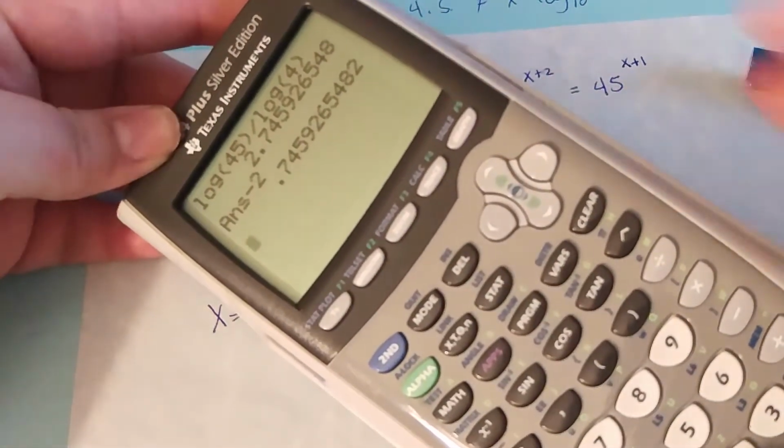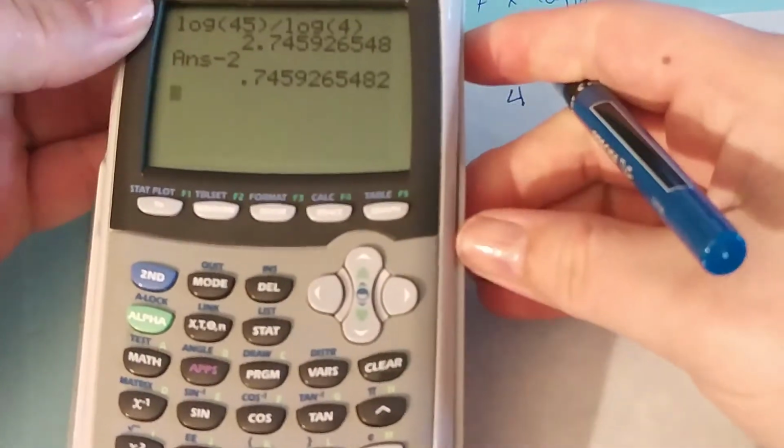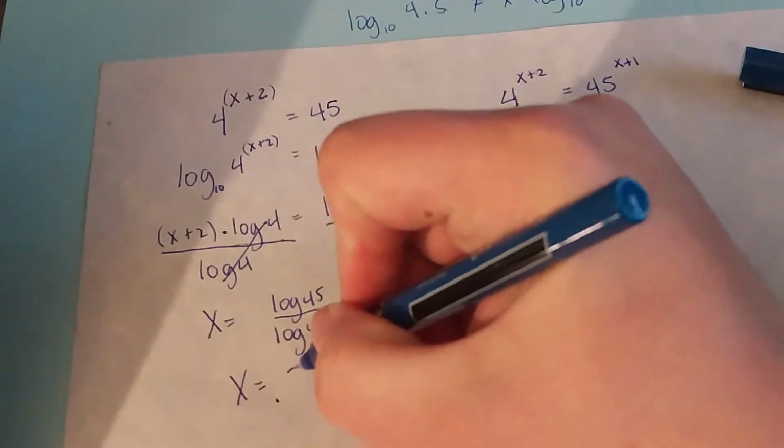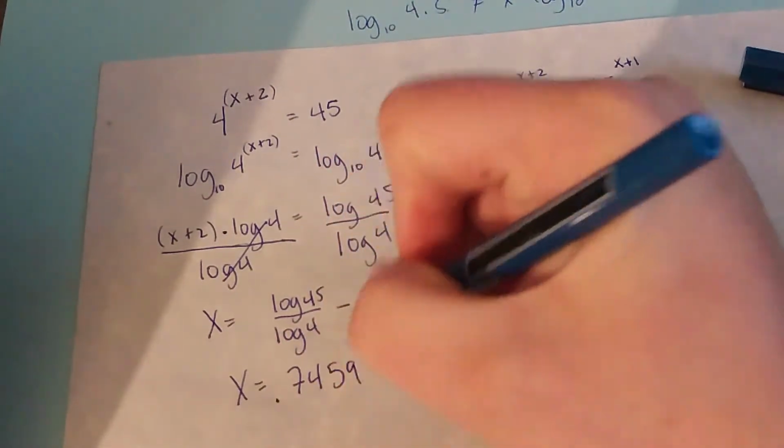Okay, so for this one I got x equals this long decimal. We're typically going to ask you to round to 4 digits, so I'm just going to round this one. I know the answer doesn't matter too much, but it might be good for you to practice along with me.